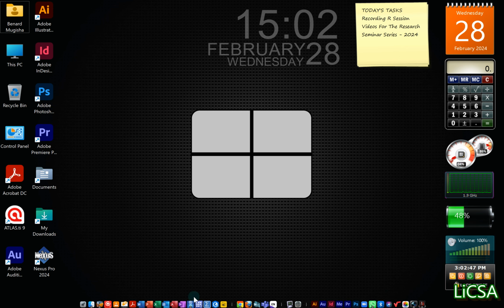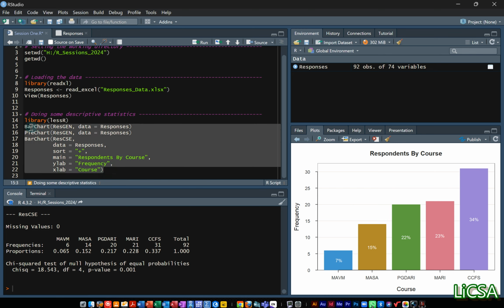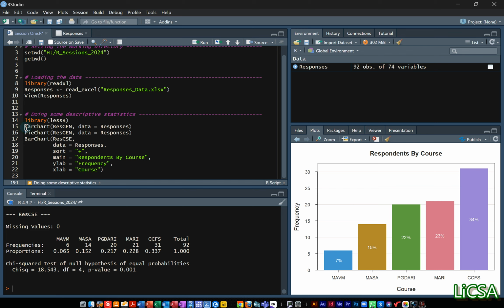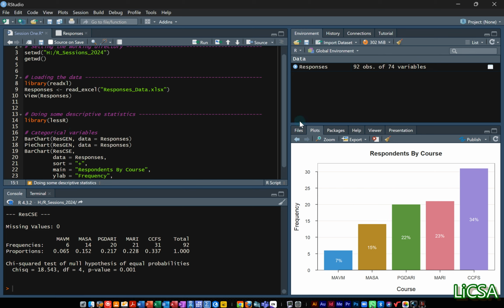Welcome once again to the descriptive statistics. Now we are continuing with our data set, the same data set, but as you can see, whatever we have been doing here are what we call categorical variables. Let me put the hashtag here and say categorical variables. These are categories, like how many people are doing which course.